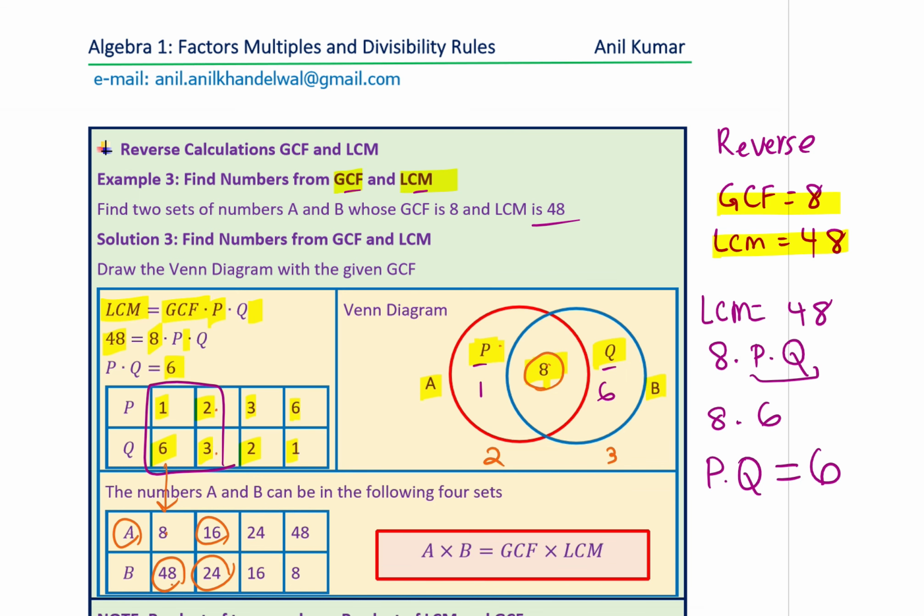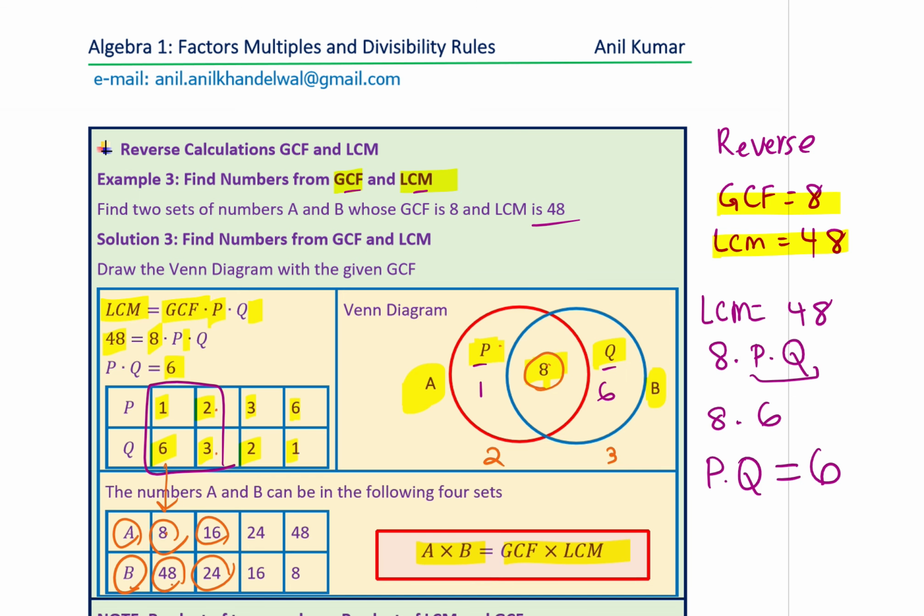So these are the two sets of numbers which can lead us to our answer. You get the idea. Correct? Perfect? Okay. Now, from here you also see it is very interesting that the product of A and B is the product of LCM and GCF. We were looking into this question earlier. Now, is it clear to you how? Correct? Yes, it is.